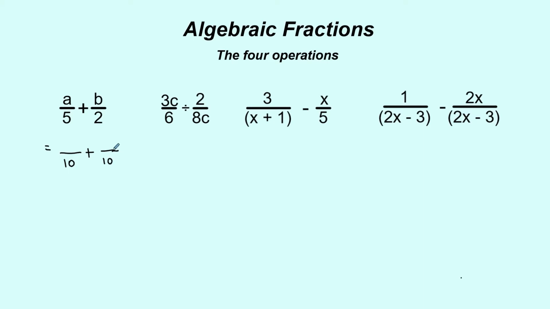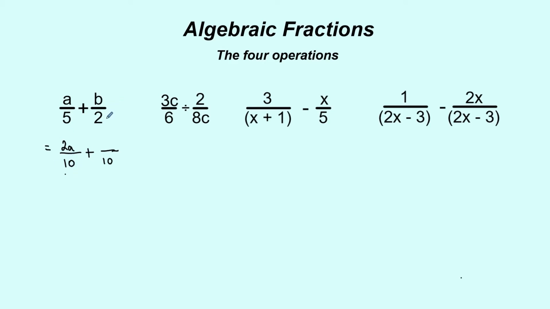So that's your lowest common denominator. Now, for the first fraction, it's gone from a 5 on the bottom to a 10. That means we multiplied this first fraction by 2. 5 times 2 is 10. a times 2 is 2a. So that's our first fraction made equivalent.